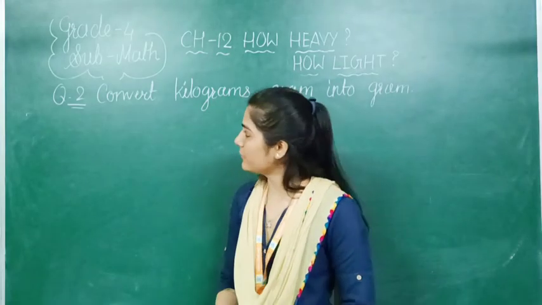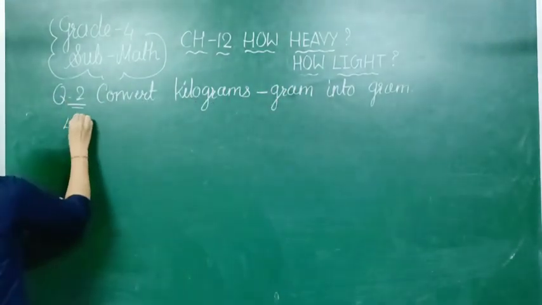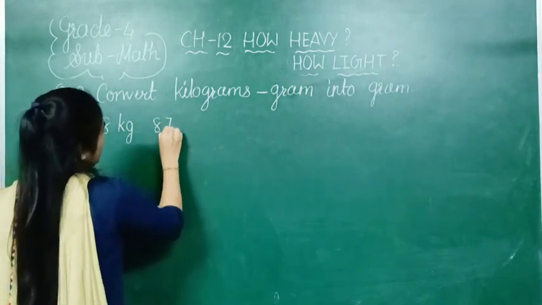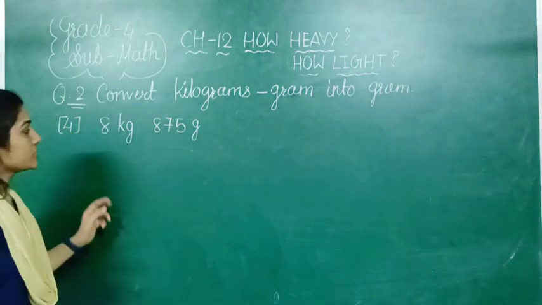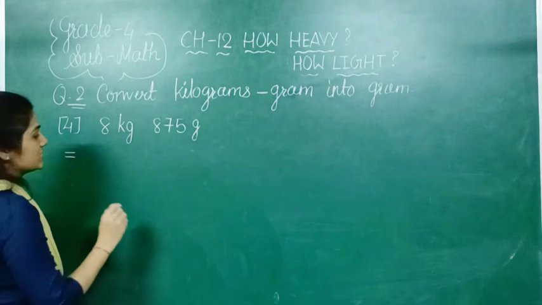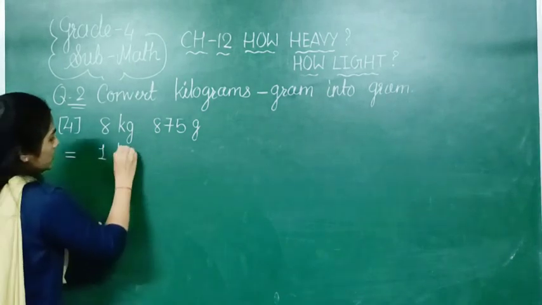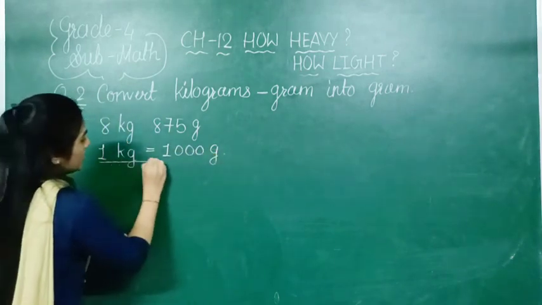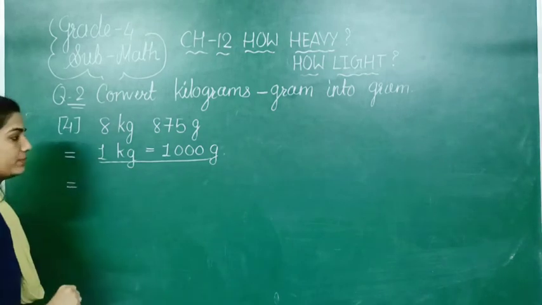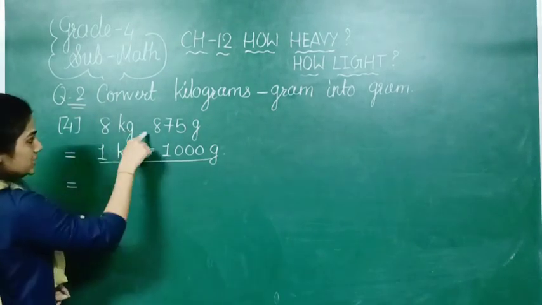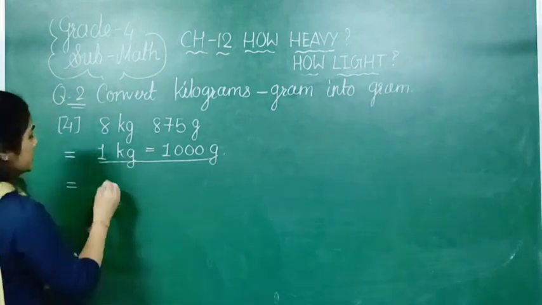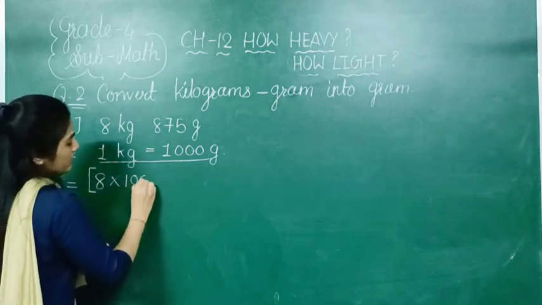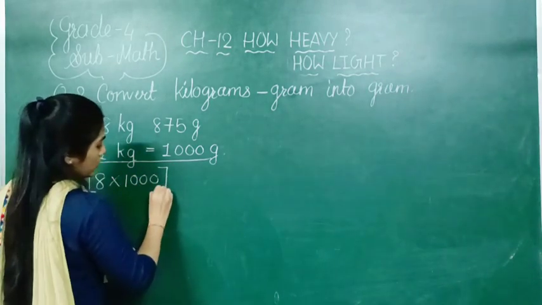Now we will see the number 4 of this question number 2, which is 8 kilogram and 875 gram. So first step we are writing the formula, which is 1 kilogram is equals to 1000 gram. Mention it with this underline. Now second step we will do like this, that this 8 kg we will convert into gram. So mention this in bracket, 8 multiplied by this 1000, bracket over.